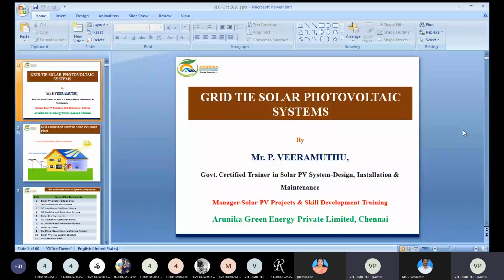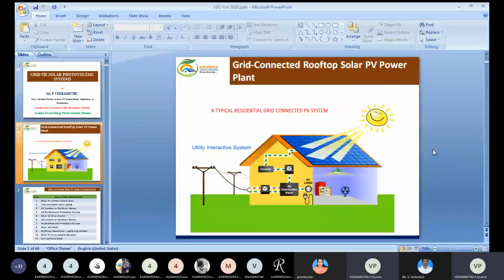So there are basically two types of solar PV system. The first one is the solar grid-connected rooftop PV system, and the second one is the solar off-grid system. First we are going to discuss the grid-connected rooftop solar PV power plant system.